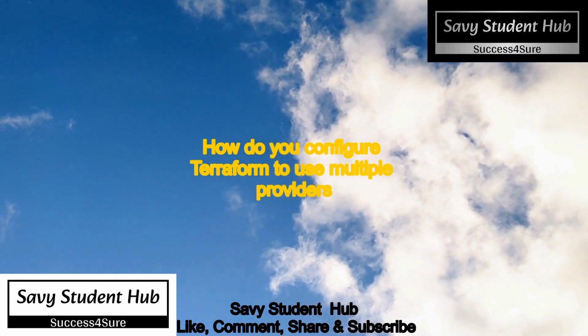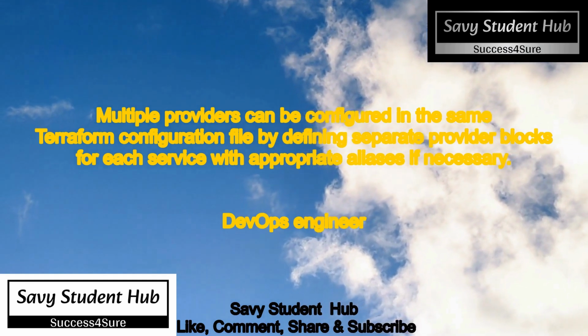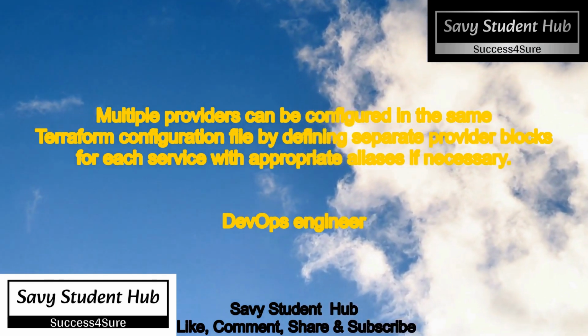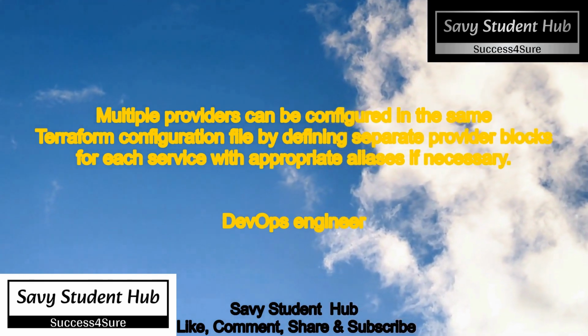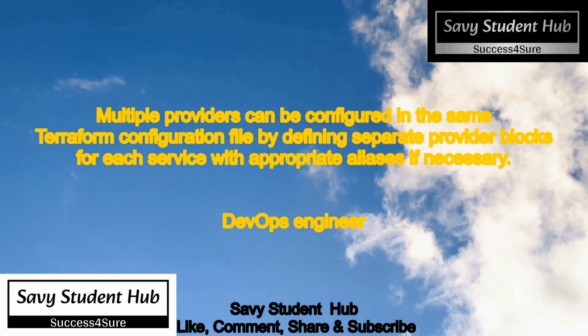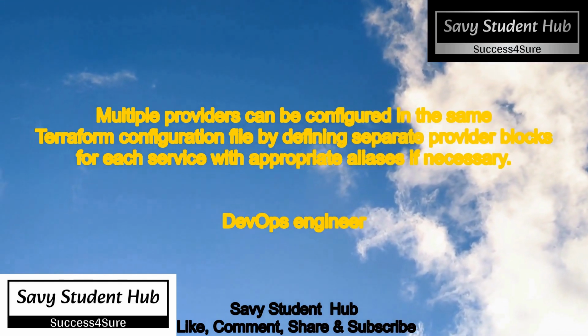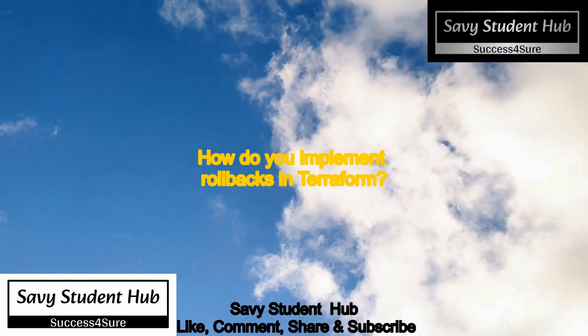Multiple providers can be configured in the same Terraform configuration file by defining separate provider blocks for each service with appropriate aliases if necessary. How do you implement rollbacks in Terraform?